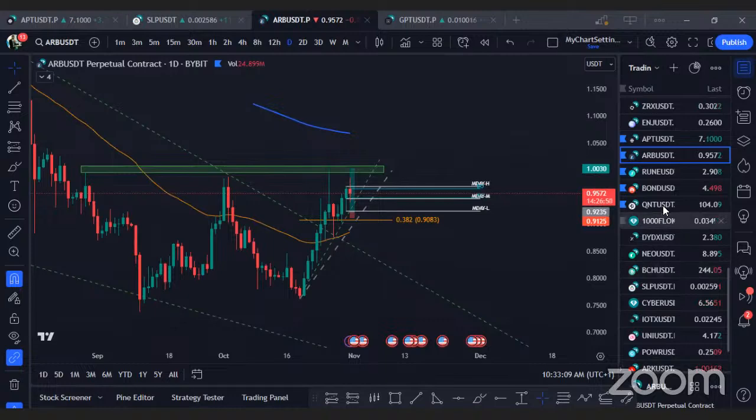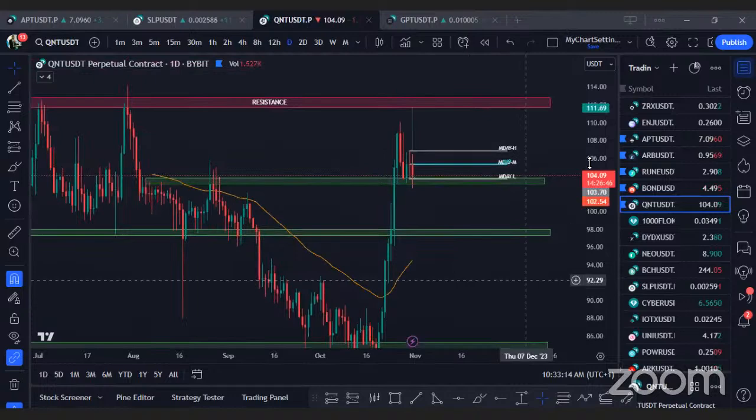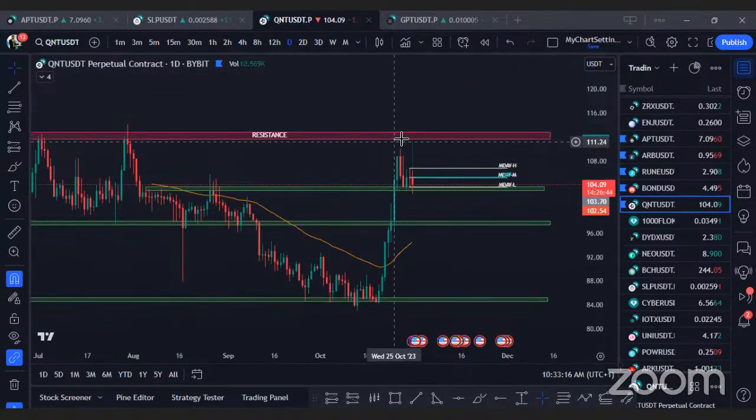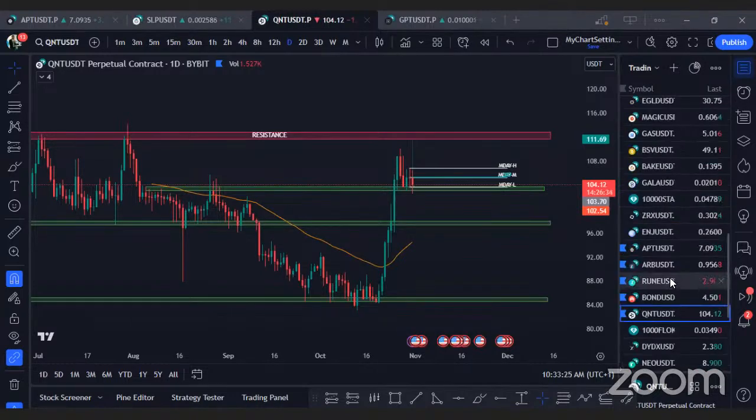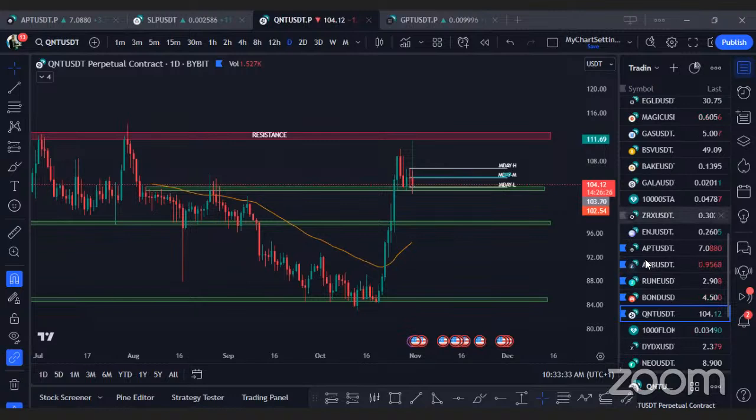Then QNT, we will just enter the trade. Let's see if this will be able to give us the required result. We are targeting that level of 112. All right, TRB, that's not triggered, but we set a trade for that. Where is the TRB? And then for RUIN, I'm looking for a short at anything at the $3.1 level.